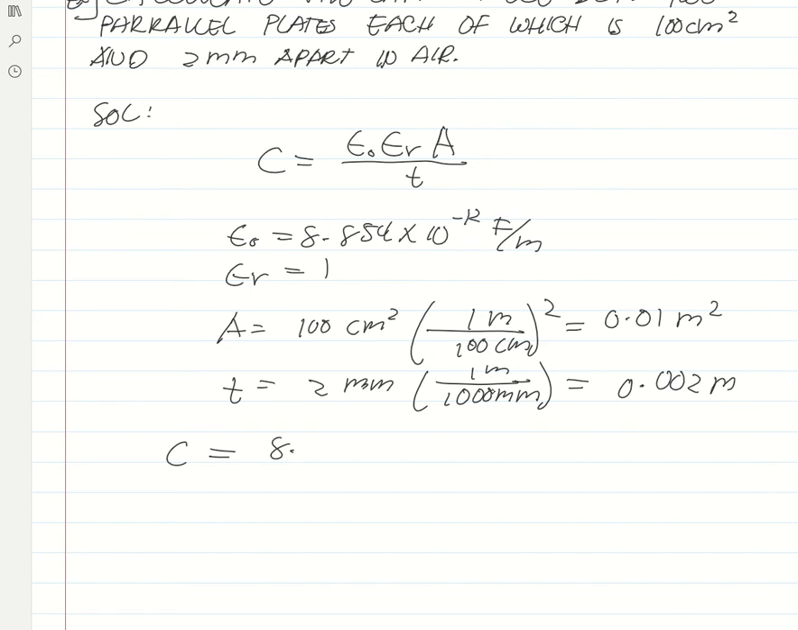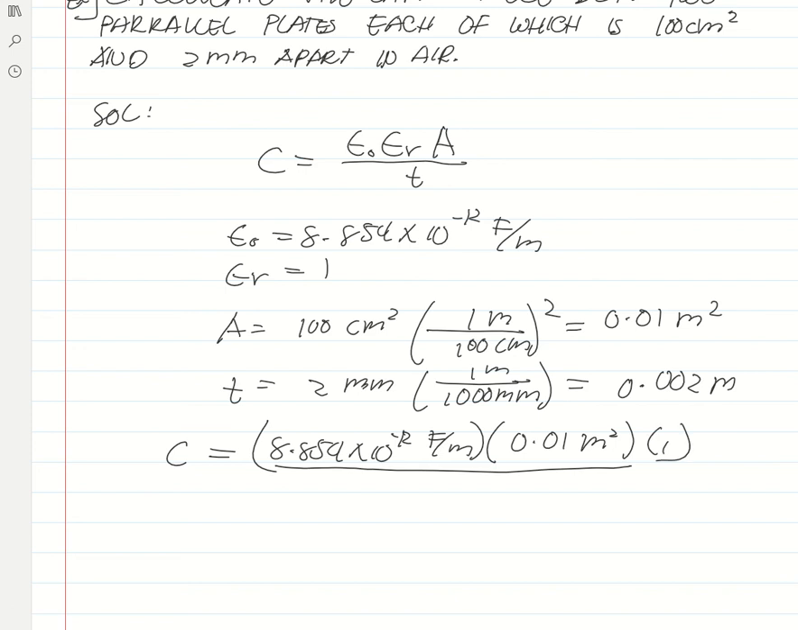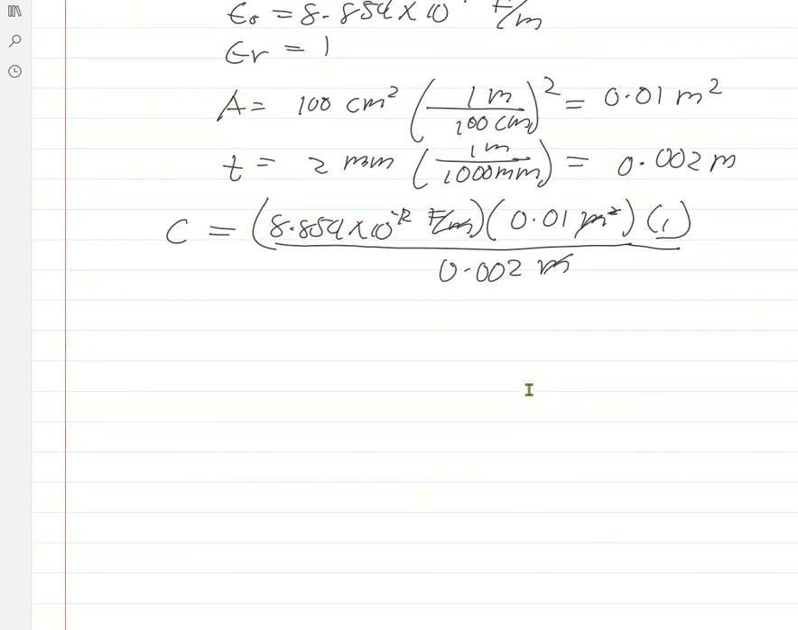So epsilon naught, 8.854 times 10 to the negative 12. So the unit is farad per meter. You multiply this with the area, which is 0.01 square meter. Then you divide this one with, we forgot to multiply it by 1, the relative permittivity of free space. Then all over the thickness, which is 0.002 meters. Then we can cancel out some units here, meter, then another meter and meter. So the remaining unit is in farad, so it's correct. The unit for capacitance should be in farad.